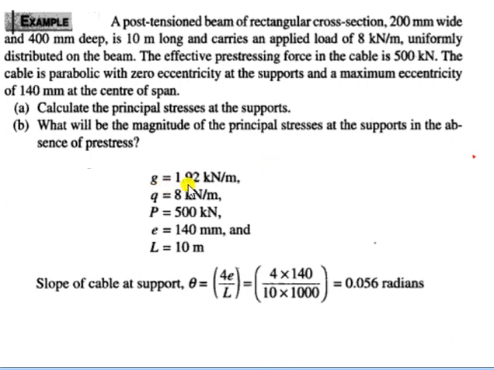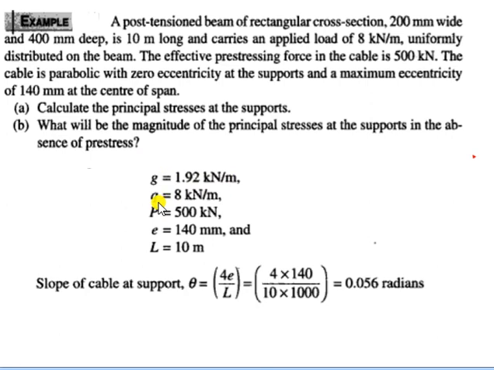G is equal to 1.92 kilonewton per meter. G is nothing but the self weight of the member. So the self weight of the member is equal to 200 into 400 area multiplied by the density of concrete. Let us consider the density of concrete as 24 kilonewton per meter cube. So 24 into 0.2 into 0.4 gives 1.92 kilonewton per meter. So this is the dead load of the section.